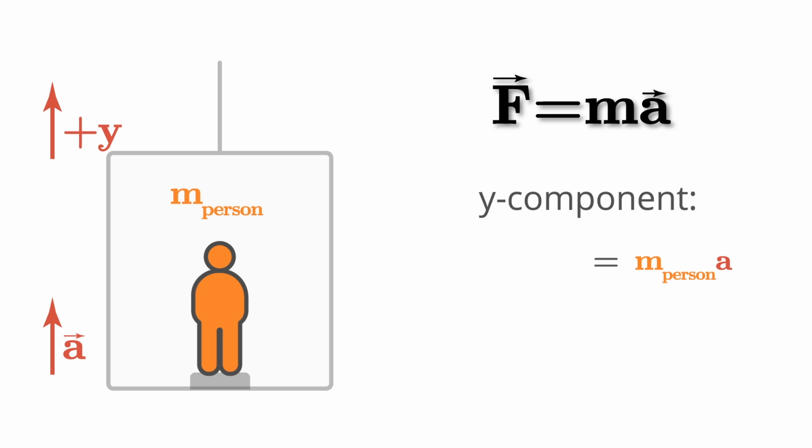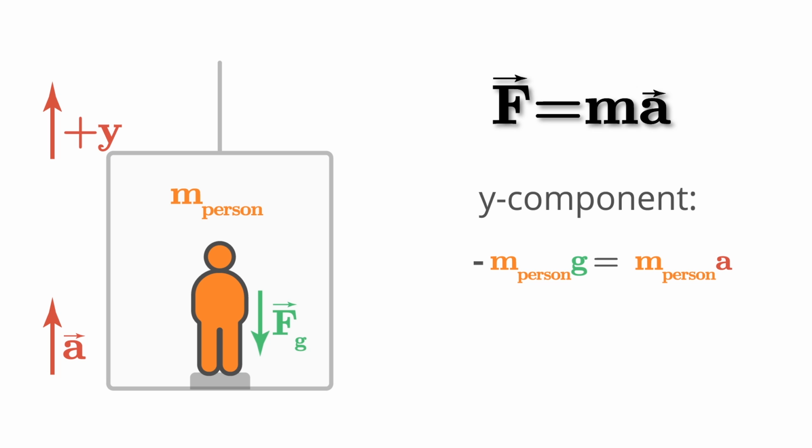Now I need to think about what vertical forces are acting on the person. First, there's the gravitational force pulling the person down. This gravitational force does not depend on the acceleration of the elevator because the gravitational interaction is just between the person and the earth. So the force is minus mg.